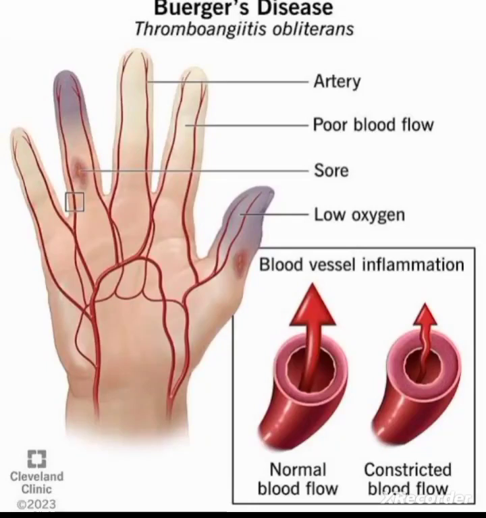Buerger's disease, otherwise known as Thromboangiitis obliterans, is characterized by recurring inflammation of intermediate and small arteries and veins of the lower and upper extremities. Mainly, the lower extremities will be affected more than the upper extremities. It results in thrombus formation and occlusion of the vessel.